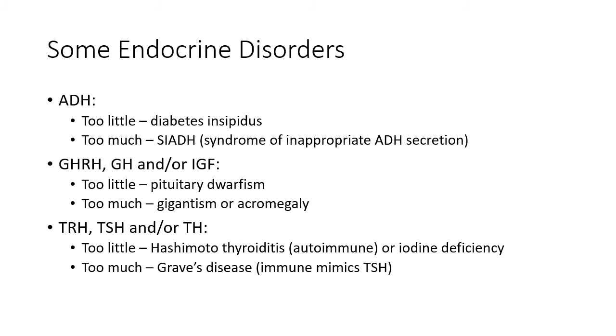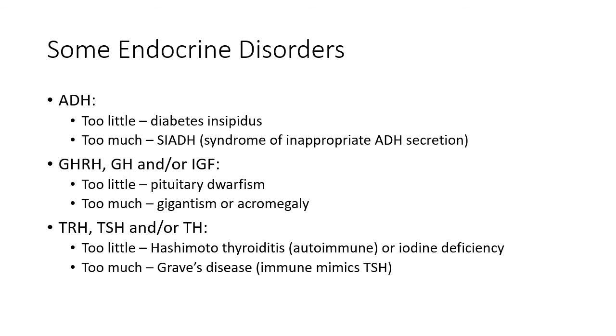So here we're going to go through some specific endocrine disorders. For antidiuretic hormone, if you have too little of that, that's called diabetes insipidus. So if you have too little ADH, you have trouble hanging on to your water and you make too much urine, which means that you pee a lot, but you're also going to be thirsty a lot.